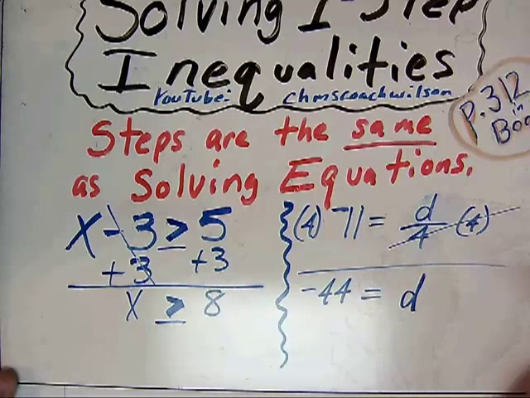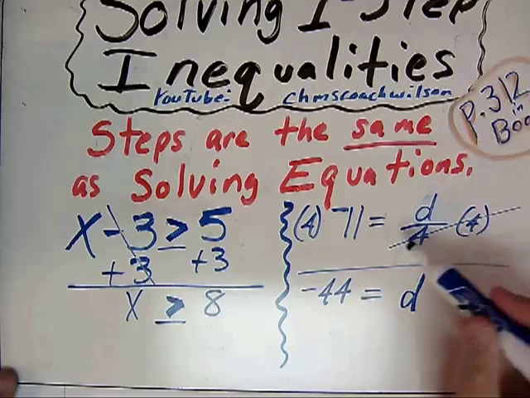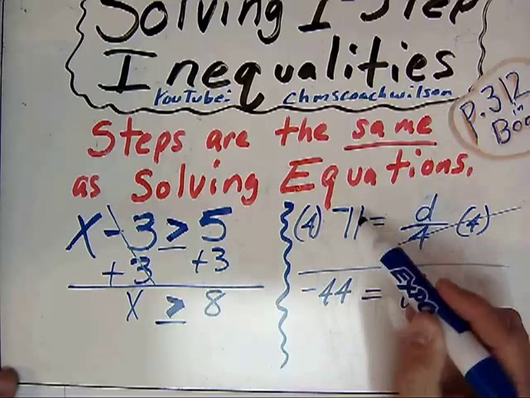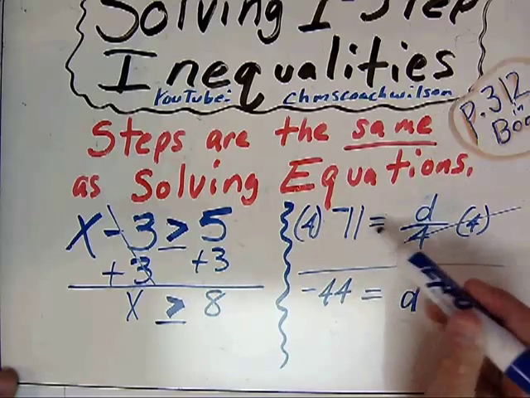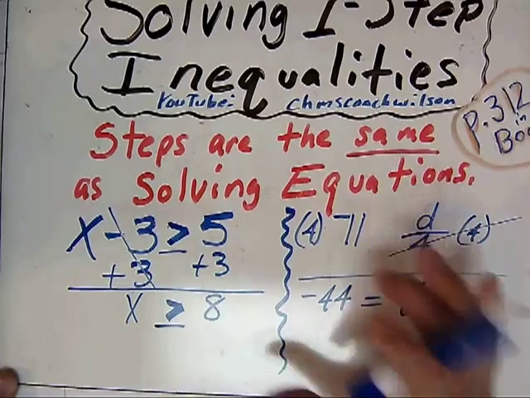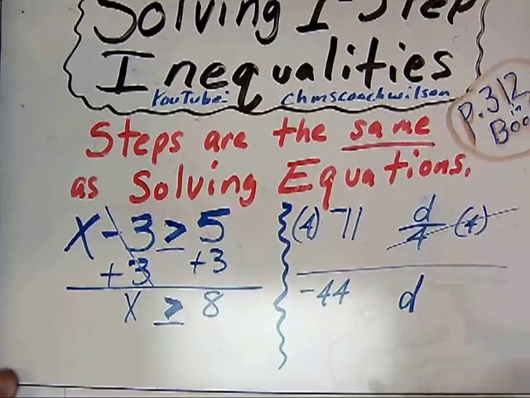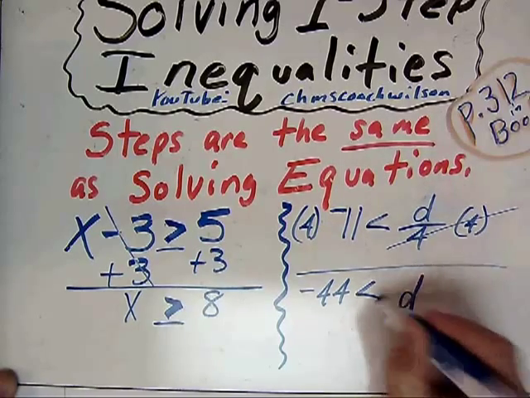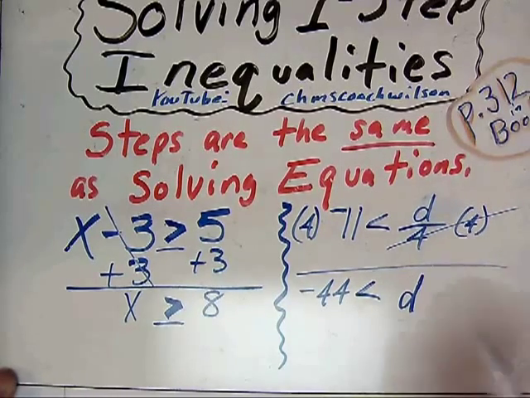Same if it's multiply or divide. Here it was d divided by 4, so we're going to multiply by 4 on both sides. The 4's go away, bring down the d, 4 times negative 11 is negative 44. That's an equation. Want to make it an inequality? The only thing that changes is the sign. So instead of equals, we could put in a less than, or a less than or equal to.